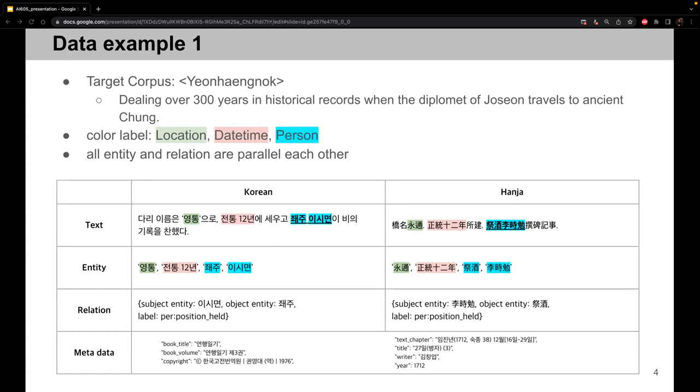Given a pair of sentences in Korean and Hanja, our dataset contains named entities and relations. For readability, the entity type is labeled as colors. All the entities and relations are parallel with each other. For example, the green entity in Korean, Yeongtong, and the one in Hanja, in green, are connected as a parallel relationship. Also, we add metadata, which includes information of books, writer, and translator. We can know the exact date when the writer wrote this text.